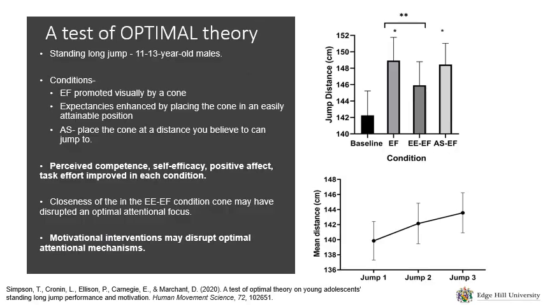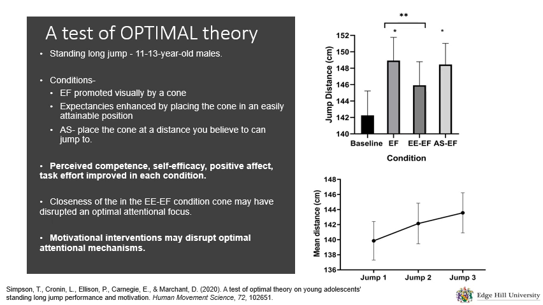Okay, so the first experimental study of my PhD was a test of optimal theory using a standing long jump task. In this test, there were four conditions, baseline and three optimal conditions. In the three optimal conditions, an external focus of attention was promoted using a cone. In the EF condition, that cone was placed at the end of the jump mat. To enhance expectancies, the cone was placed in an easily attainable position and the children were provided positive social comparative feedback after jumping past the cone.